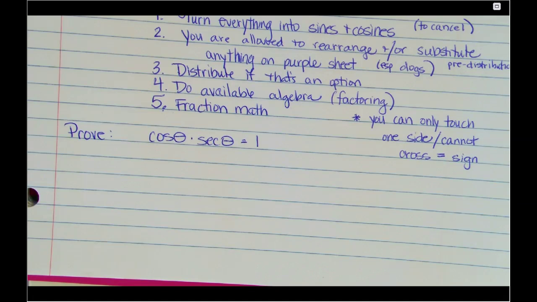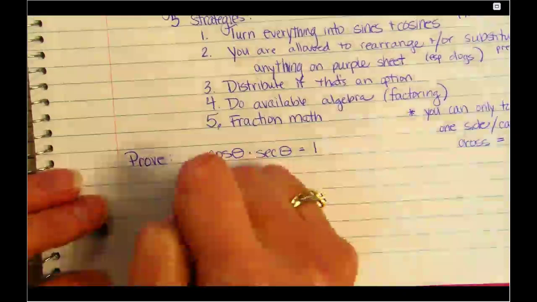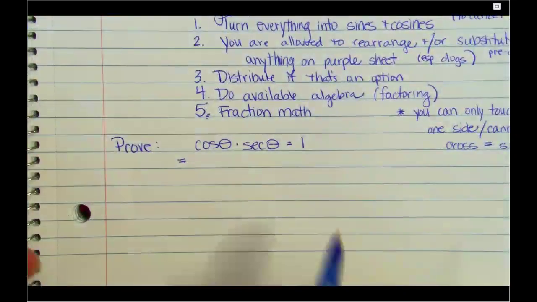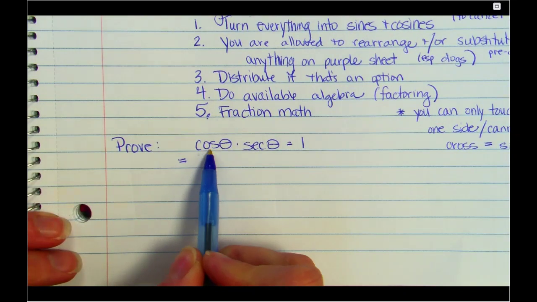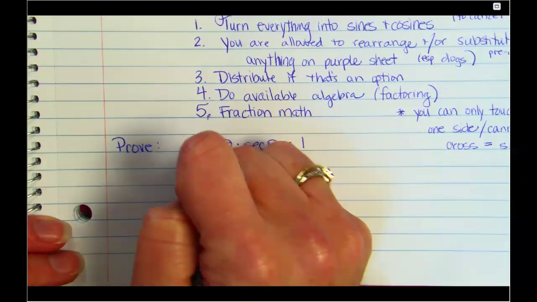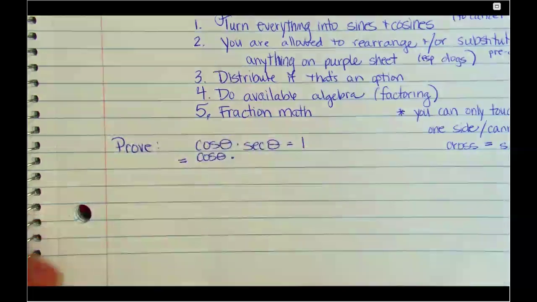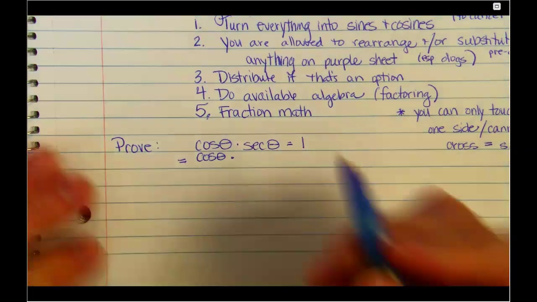So the fact that I look at this and I go, those are multiplied, tells me that what I want to do is turn everything into sines and cosines. Because where there is multiplication, there is the opportunity to cancel something. Doesn't always happen, but there's the opportunity. So pick the left side. We're going to turn everything into terms of sines and cosines. Well, also a nice choice for us because this already is a cosine. But secant, what is secant defined as from your paper? 1 over cosine.